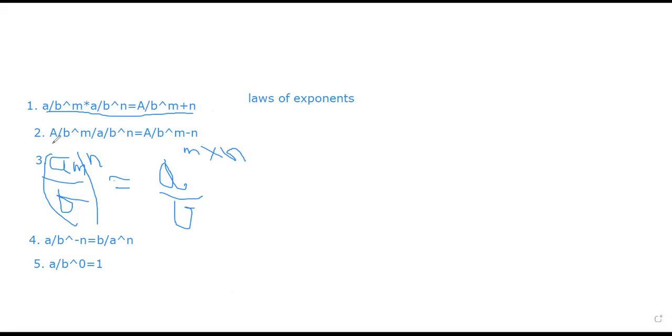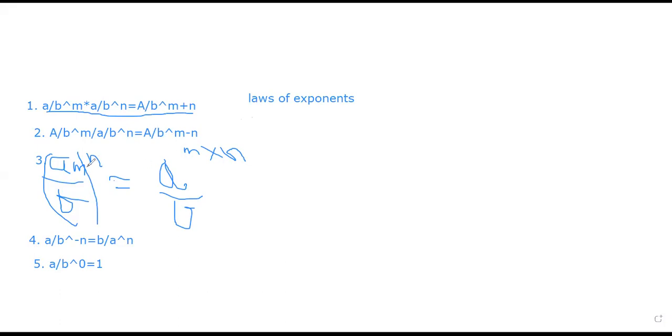And the second law, which is pretty similar: a by b to the power m divided by a by b to the power n is equal to a by b to the power m minus n. So 10 by 3 to the power 10 divided by 10 by 3 to the power 5 is equal to 10 by 3 to the power 10 minus 5, which is 5.